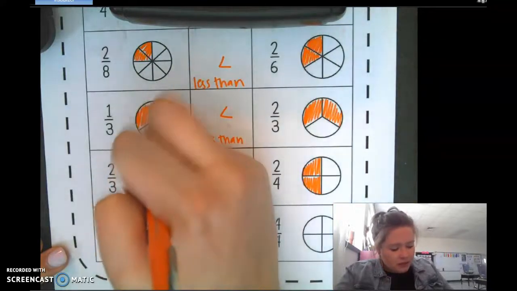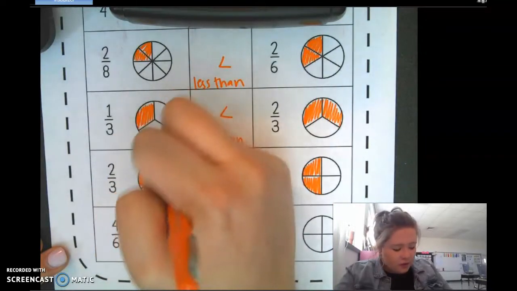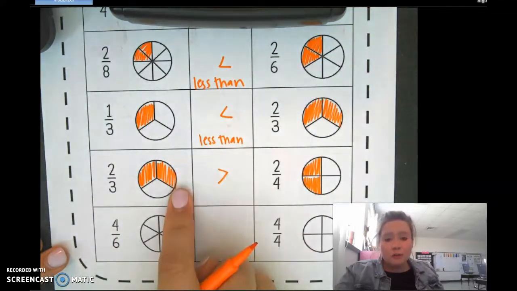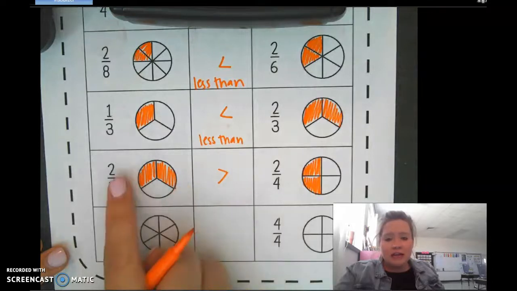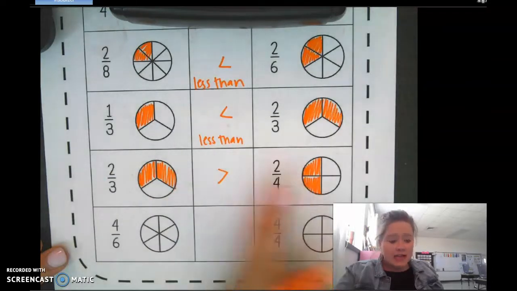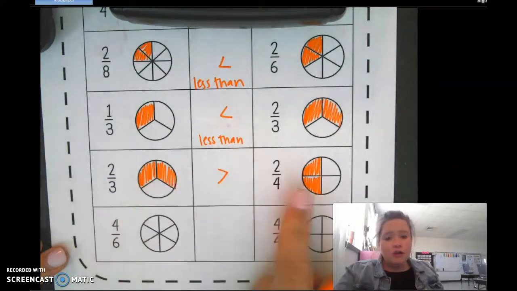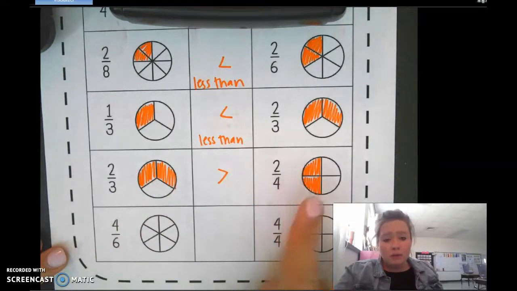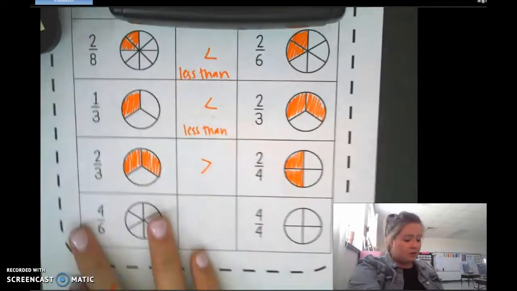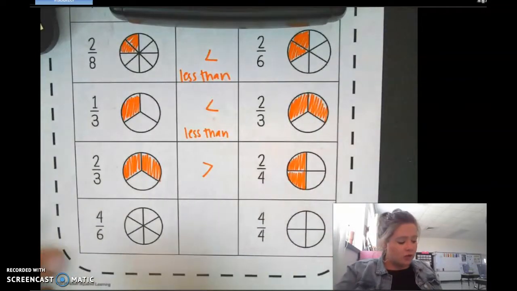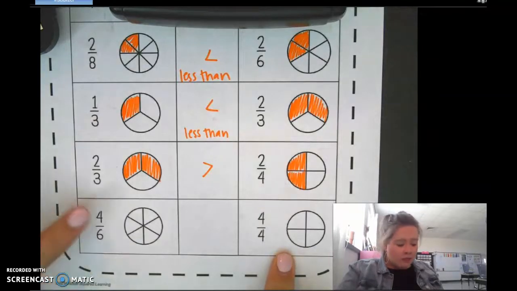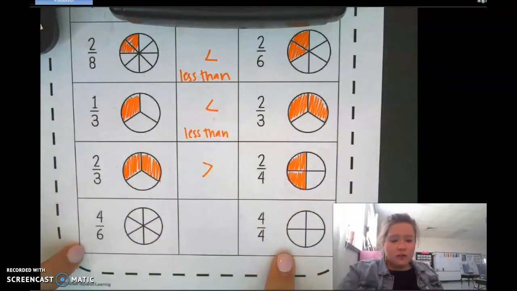2/3 is going to be bigger, greater than 2/4 because your parts are going to be larger. Even though you are shading the same number of pieces, your thirds are larger than your fourths, okay? The larger the denominator, the smaller the pieces. Looking at 4/6 and 4/4, which one is going to have larger pieces?